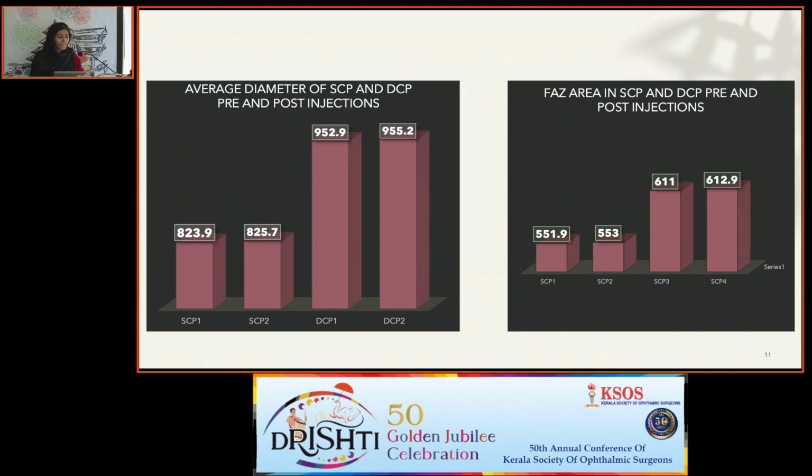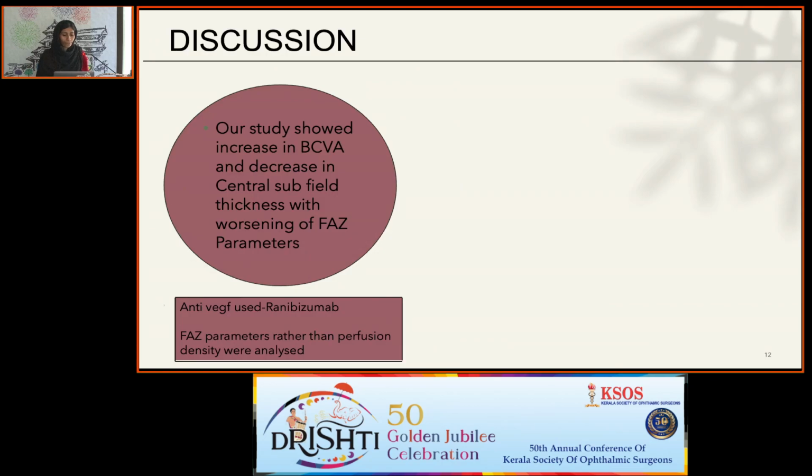Even though statistically insignificant, our study showed an increase in average diameter of superficial capillary plexus from 823.9 to 825.7 and in deep capillary plexus from 952.9 to 955.2. And foveal avascular zone area also showed a change from 551.9 to 553 and in deep capillary plexus from 611 to 612.9. This was also found to be statistically insignificant.